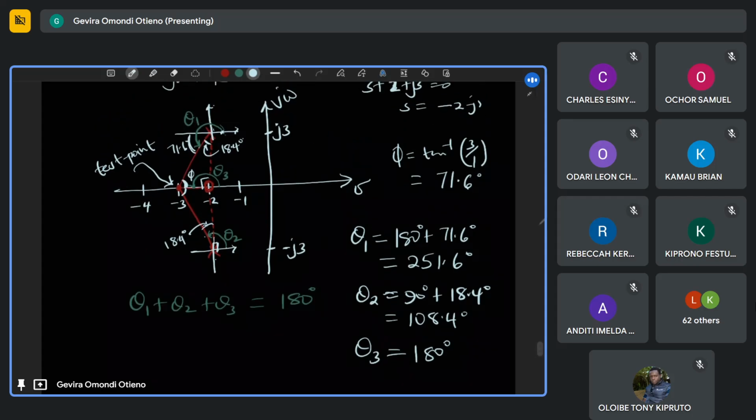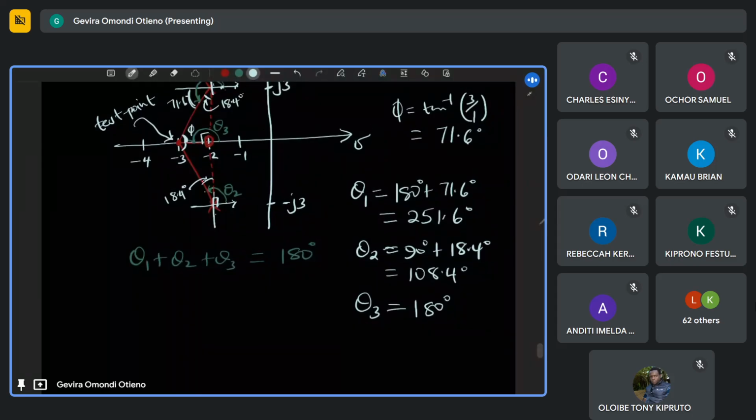Theta 1 is for a pole, so we have to subtract it, which is minus 251.6 degrees, because it's a pole. All pole angles are subtracted. All zero angles are added. Theta 2 is also a pole, so minus 108.4 degrees. Theta 3 is for a zero, and zero is added, so plus 180 degrees.